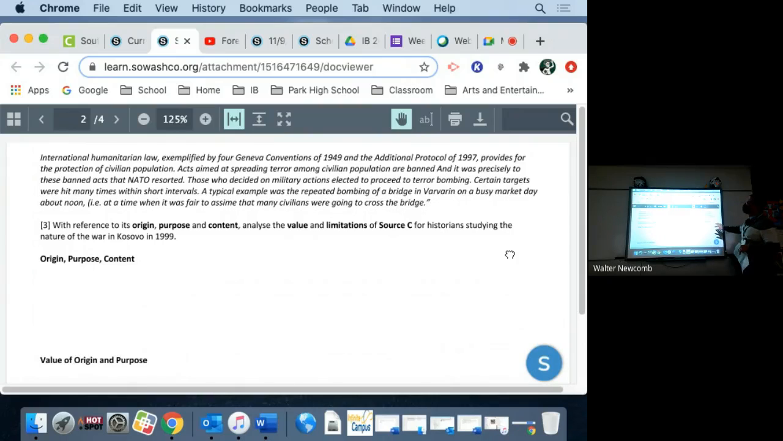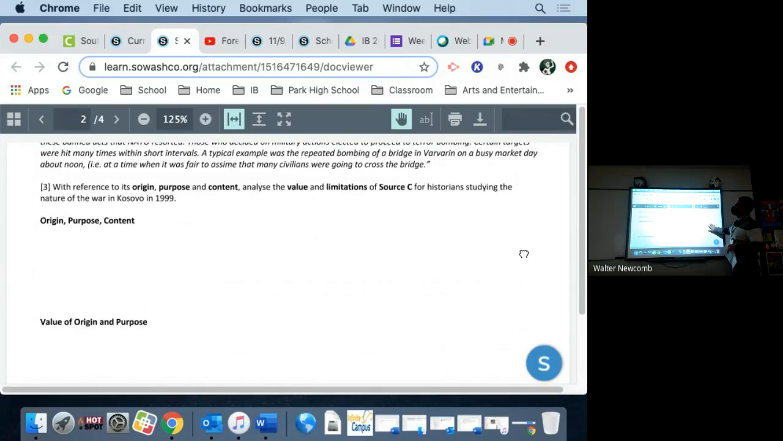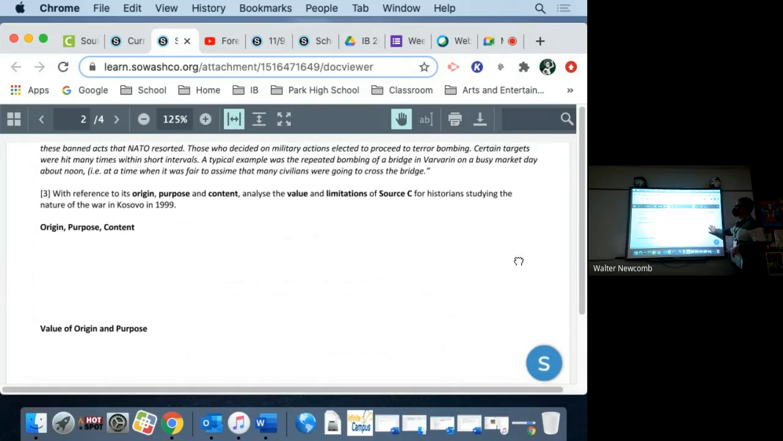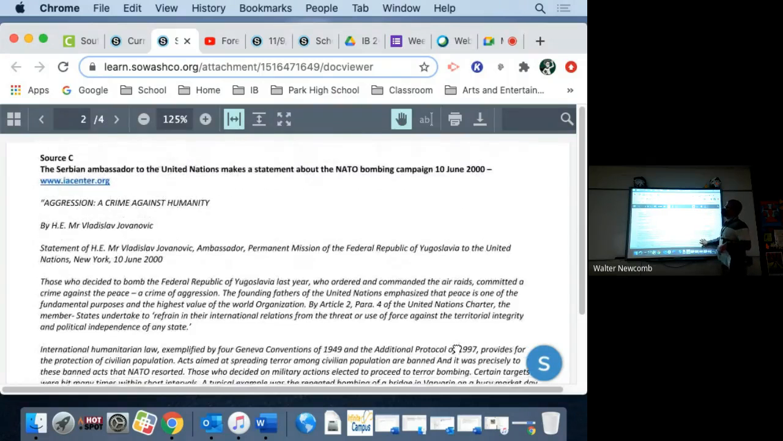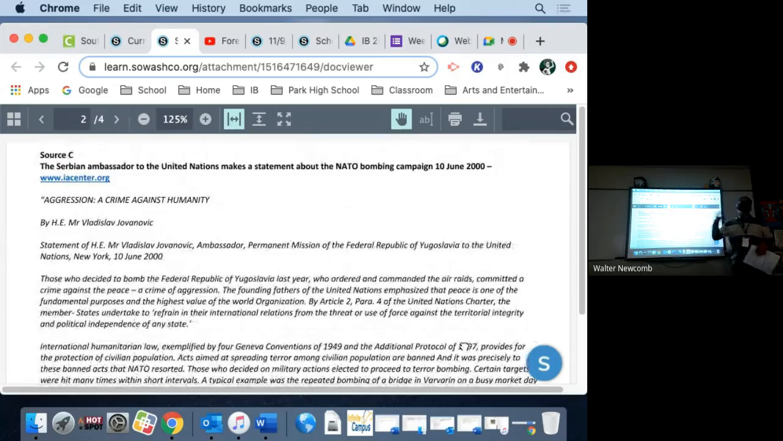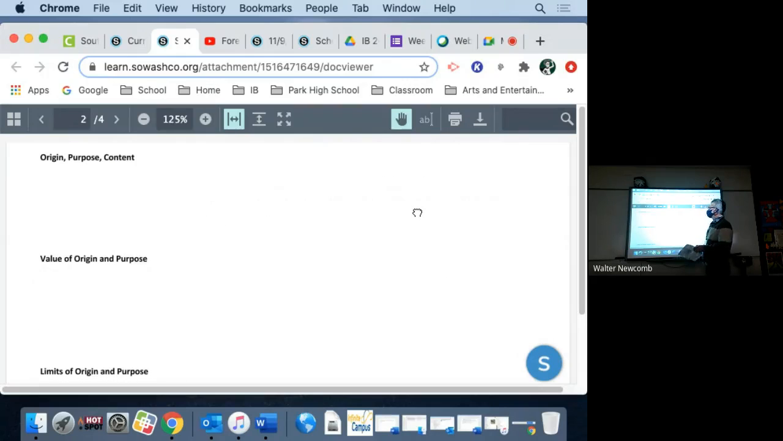At a time when it's fair to assume that many civilians were going to cross the bridge. All right, so we have to look at the origin, purpose, contents, and analyze the value and limits of source C for settling the nature of the war. So, what's the origin of this source? Where is it coming from? It's the top line under source C, the Serbian ambassador. Absolutely. Let's keep it simple here.